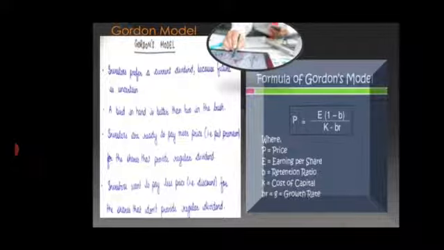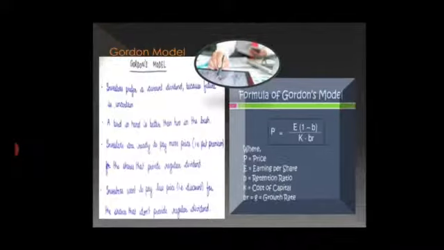Now this is the formula of the Gordon model. P is equal to E, that is the earning per share, multiplied by one minus B, divided by K minus B into R. B means retention ratio, K is the cost of capital, and R is the rate of return. Now what is a retention ratio? For example, suppose dividend payout is 30%. It means retention ratio is 70%. Suppose you are earning 100 rupees and you are giving a dividend of 30 rupees. So the dividend payout ratio is 30. How much amount remains with you? 70. So the retention ratio, that is the B value, is 70%. This is the important part.